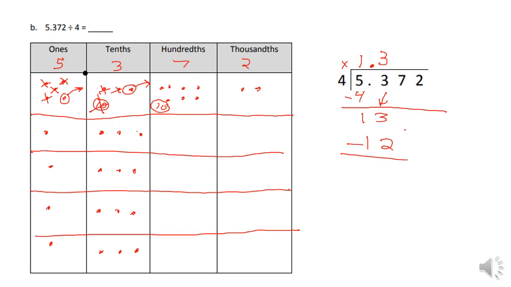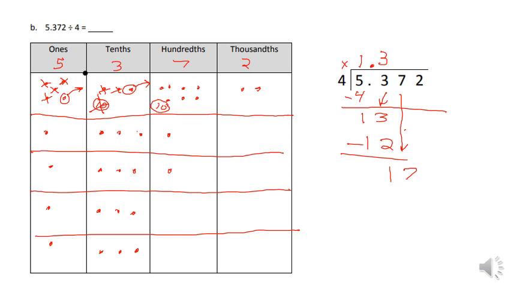We're going to take those away, and we had 1 left, and we drop down our hundredths, and we can see we had 17 hundredths, which is exactly what we have left. Now we're going to go ahead and divvy up the 17 hundredths.